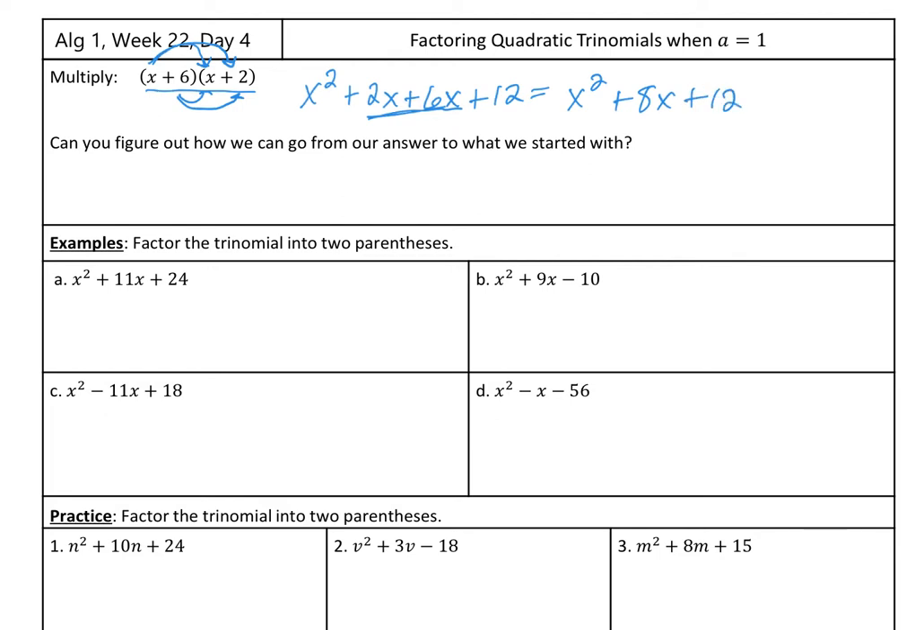So what I want to draw your attention to is that what we're going to be doing is taking answers like this, and we're going to be writing them as 2 sets of parentheses. So we have to be able to think, how do I split this up? There's no greatest common factor in this, right? And they don't all have an x, so that's not the direction we're going to go.